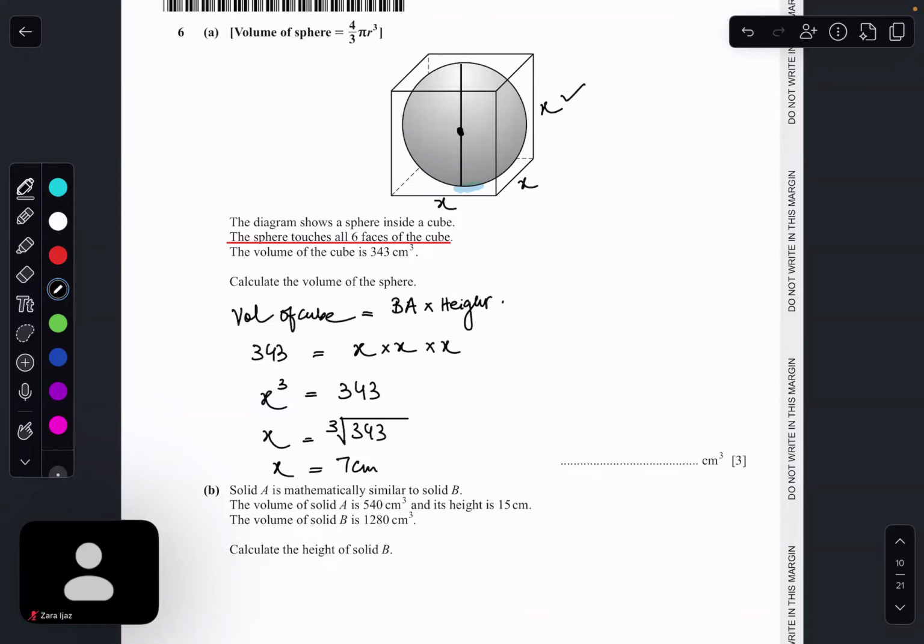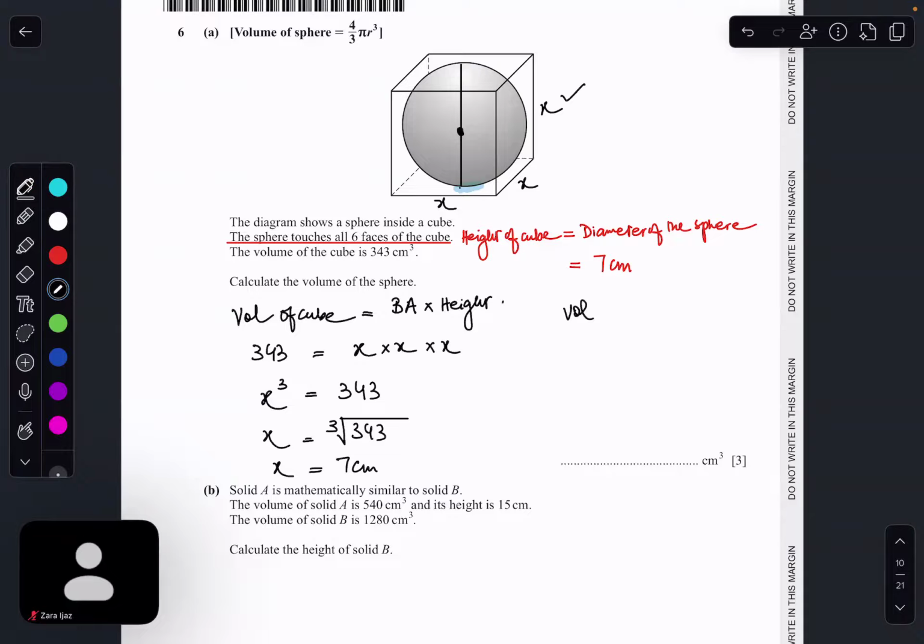So it's touching the bottom square and the top square, which are considered to be the bases. So the height of this cube is the same as the diameter. I'm going to write it as well. Height of cube is equal to diameter of the sphere. What should be the value? We just calculated that. That is 7 centimeter. Now I can figure out that the radius of the sphere is half of it.